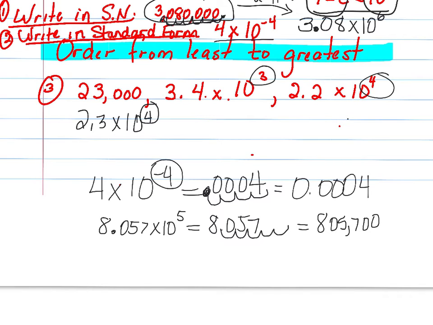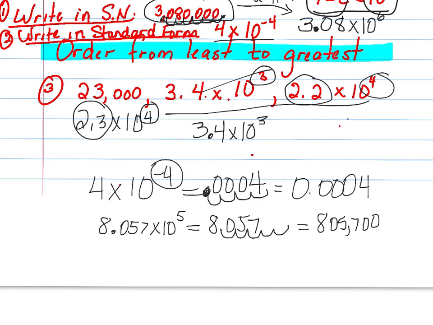So look at the exponents. The smallest one up there is what, Jared? The 3.4 times 10 to the 3rd. Yep, that's the least number. Mark that one out. Then these two are the same, right? Look at the numbers, 2.2 and 2.3. The smaller of the two would be 2.2. So I write 2.2 times 10 to the 4th. Therefore, the largest number in that list is 23,000.